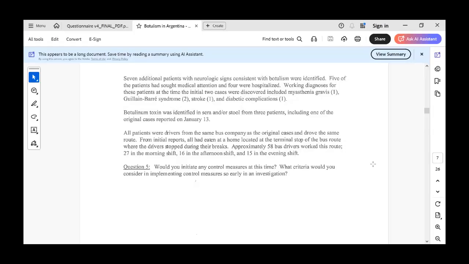Approximately 58 bus drivers worked this route, 27 in the morning shift, 16 in the afternoon shift, and 15 in the evening shift. Would you initiate any control measures at this time? What criteria would you consider in implementing control measures so early in the investigation?